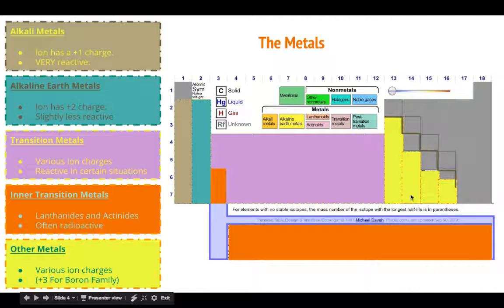And then we have all the other metals over here. And those also have various ion charges. This group right here usually has a +3 charge, aluminum specifically right here. The rest of them all kind of do a lot of weird things.